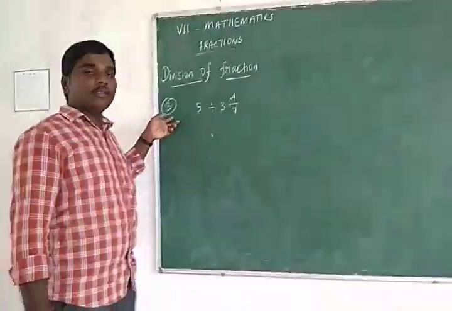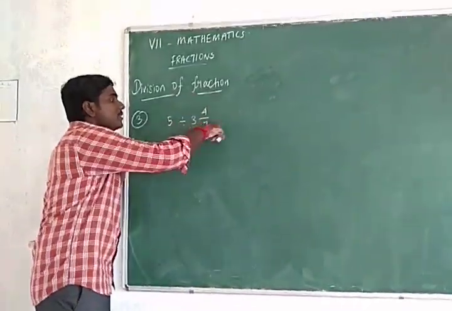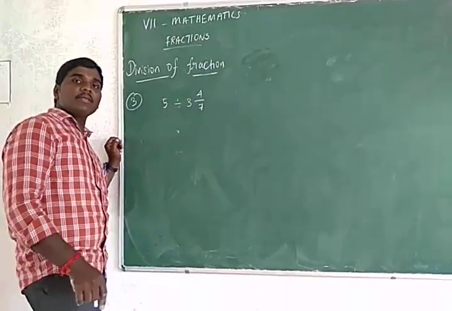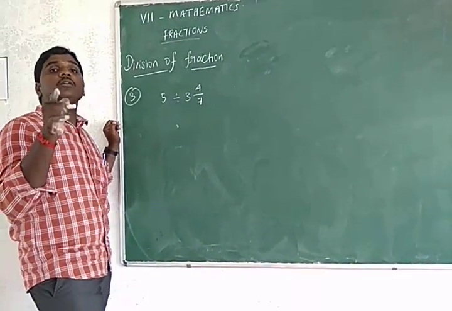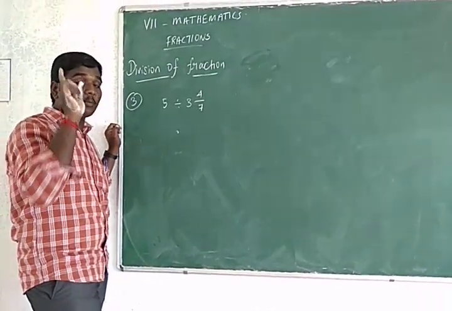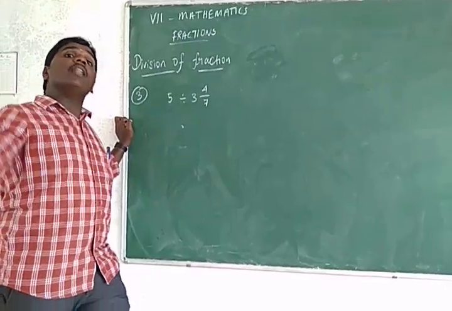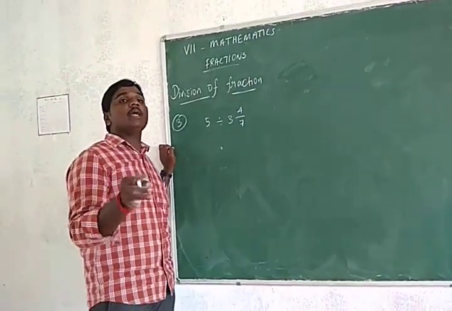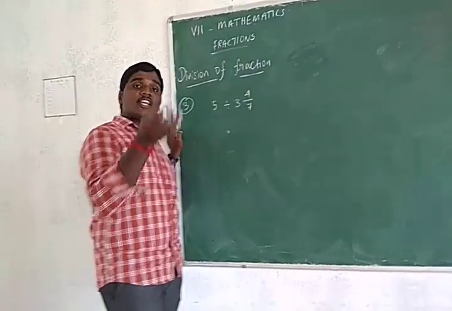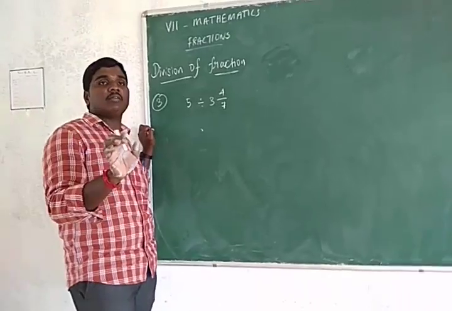Next, the third one, 5 divided by 3 4 by 7. It is a mixed fraction. Suppose a mixed fraction is given, first you want to convert it to an improper fraction, keep it in mind. If a mixed fraction is given, first convert the mixed fraction, and after that do the addition or multiplication. First convert the mixed fraction to improper, next do the operation, plus or minus or multiplication or division, whatever is given.